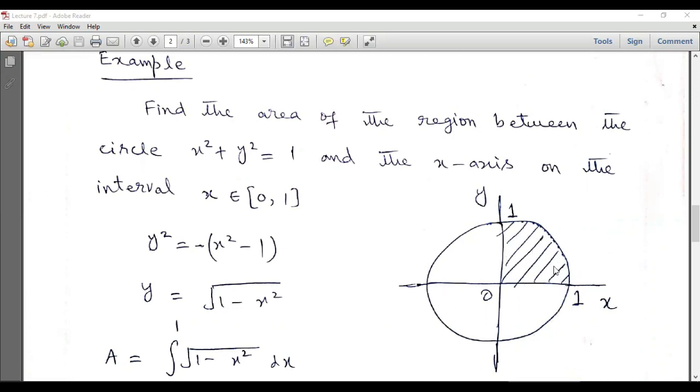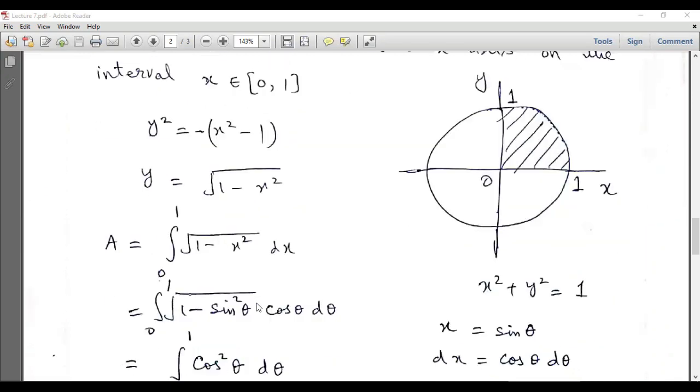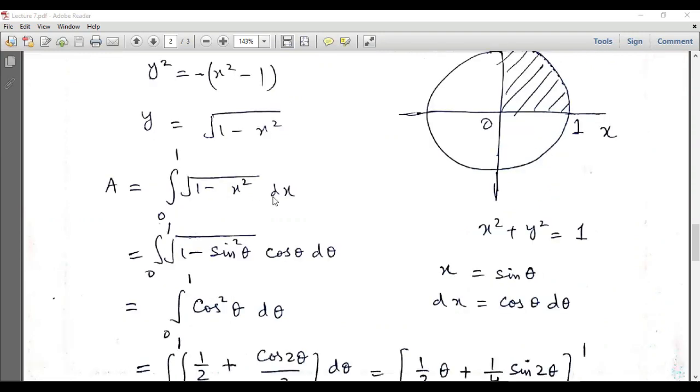Since this shaded region is lying in the upper semicircle, we will use this equation y equal to square root of 1 minus x square. So let's integrate this from 0 to 1. So area A equals integral from 0 to 1 of square root of 1 minus x square dx. This integration can be evaluated easily by the substitution method, and x is equal to sine theta, dx is equal to cos theta d theta.